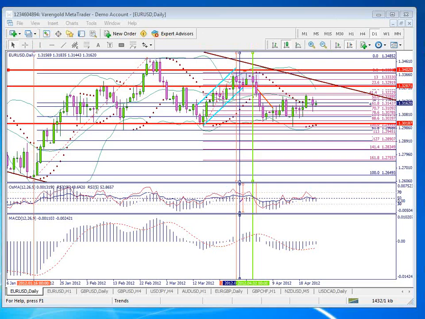So the leverage is related to the margin, to the size of the trade, and to the equity that you have in your account. It's not related to the time frame. The time frame is related to your program.